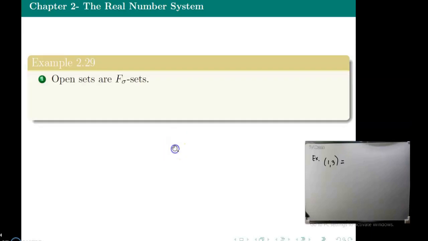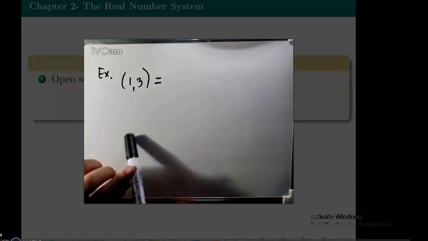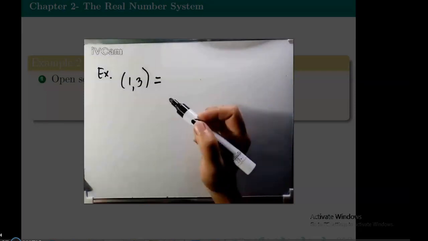Now let's have this example. First, open sets are F sigma sets. Why? Let's consider this example here. We will show that this open set is an F sigma set. It means we can rewrite this as a countable union of closed sets, which is what an F sigma set is.